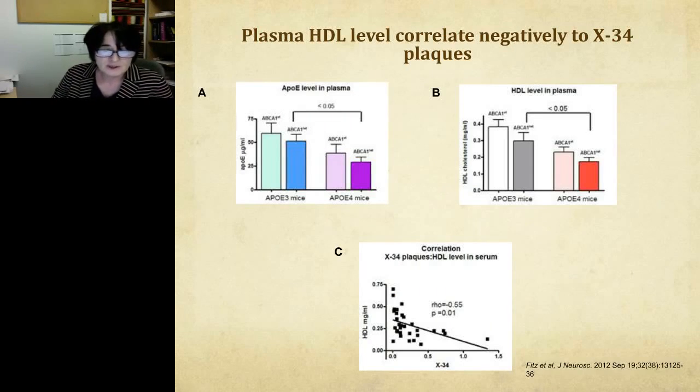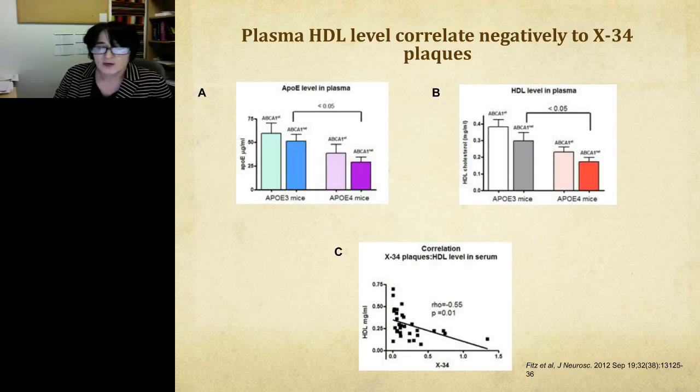Lastly, we measured the level of APOE and high-density lipoproteins in plasma of E3 and E4 mice. On A is shown APOE level, and on B, HDL level in plasma. And you can see that in E4 expressing mice, there is a very big decrease of APOE and a very big decrease in HDL concentration, which is exacerbated by the lack of one copy of ABCA1.